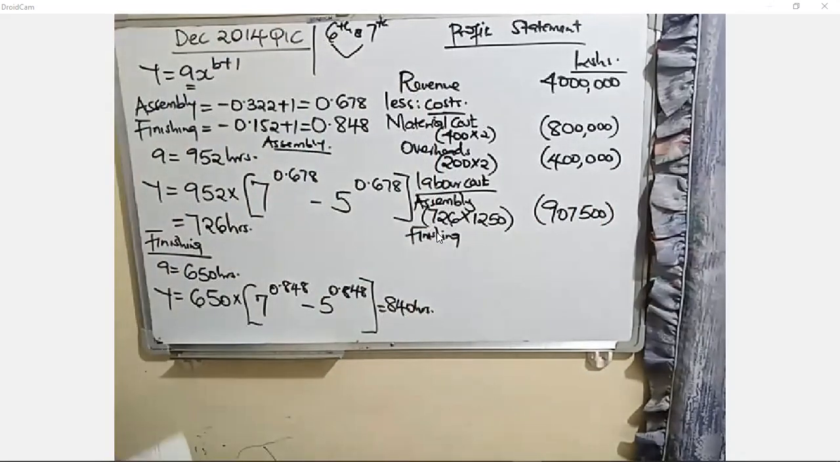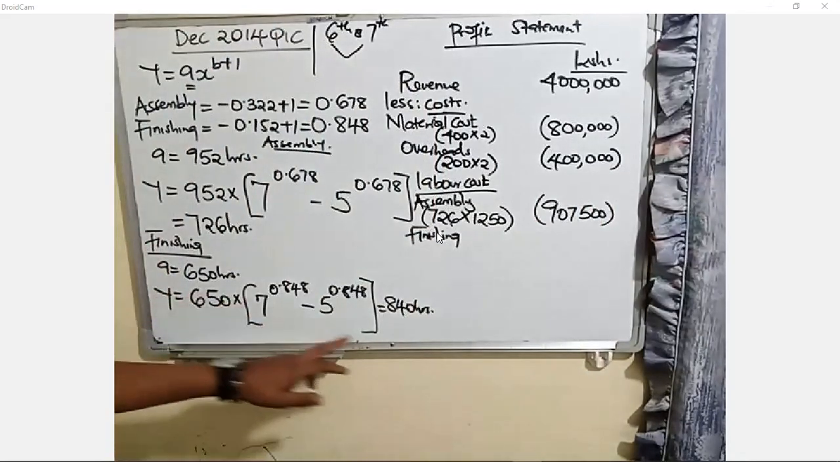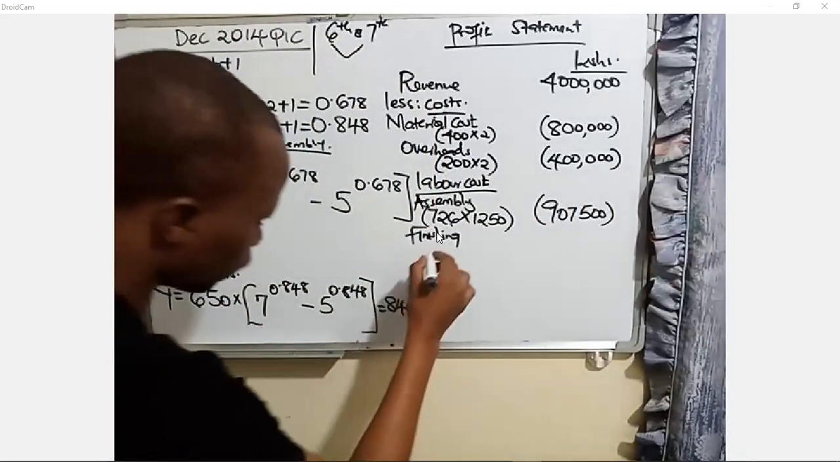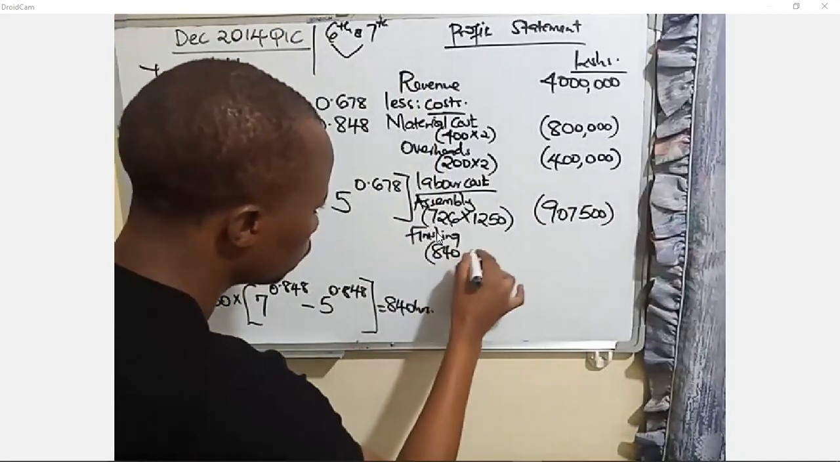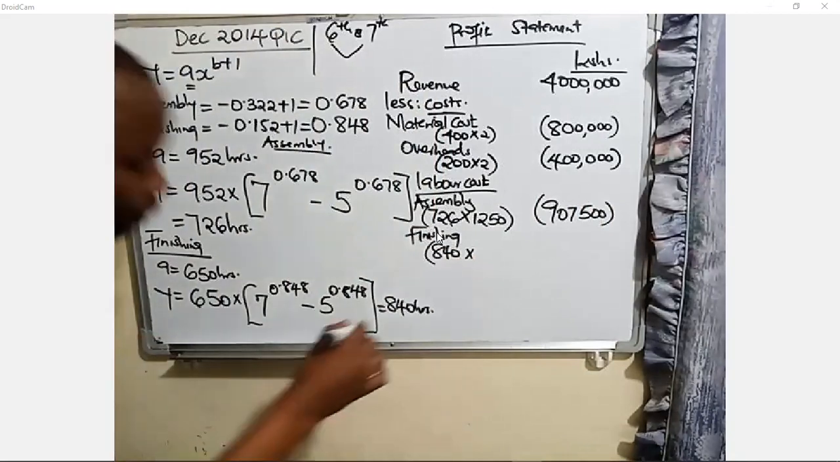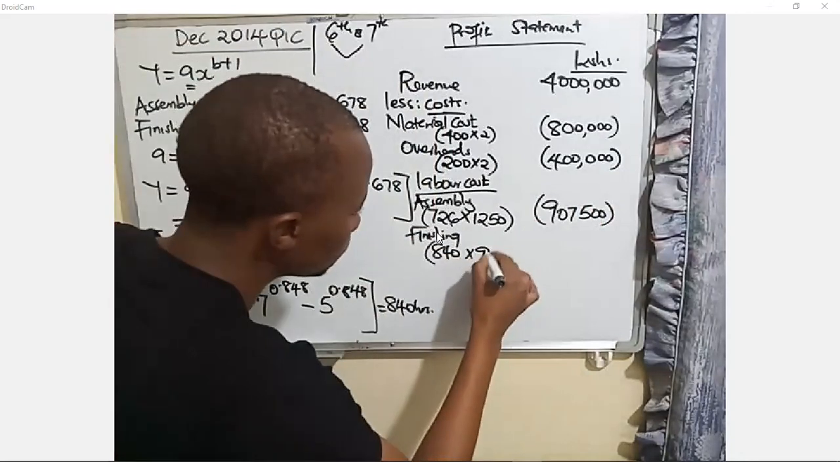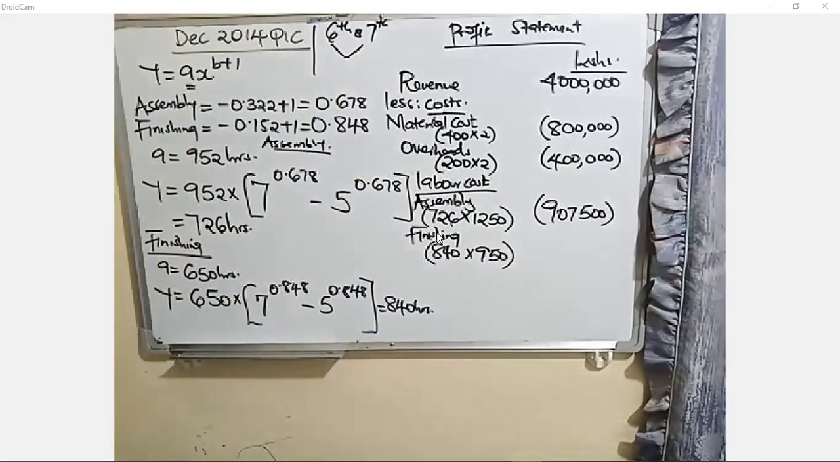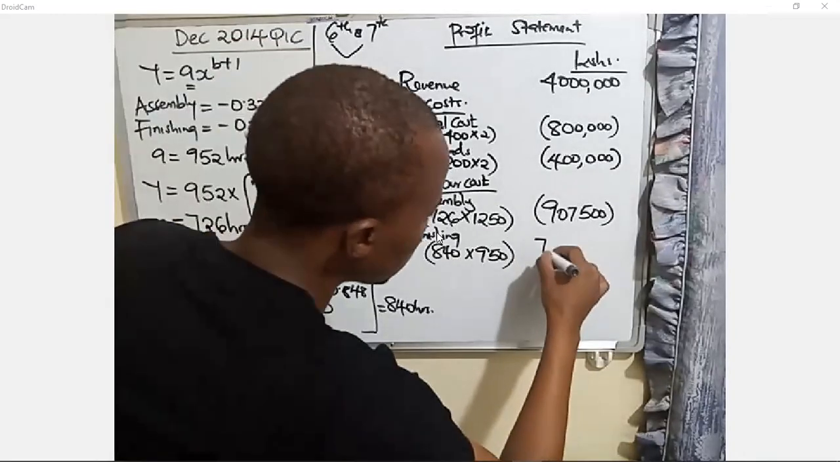Finishing is how much? When I look at the total hours for finishing, which is 840, we multiply by the rate per hour. We are told the labor in the finishing process is paid at a standard rate of 950. How much is this? 798,000.